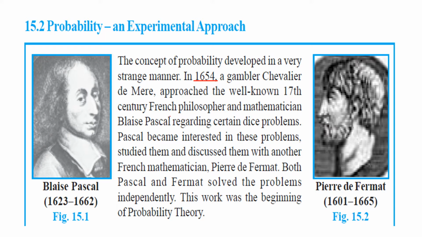A gambler, Chevalier de Mere, approached a well-known 17th century French philosopher and mathematician, Blaise Pascal, regarding a certain die problem. Pascal became interested in these problems and studied them, and he discussed this with another French mathematician, de Fermat. Both Pascal and Fermat solved the problem independently, and this work was the actual beginning of probability theory.